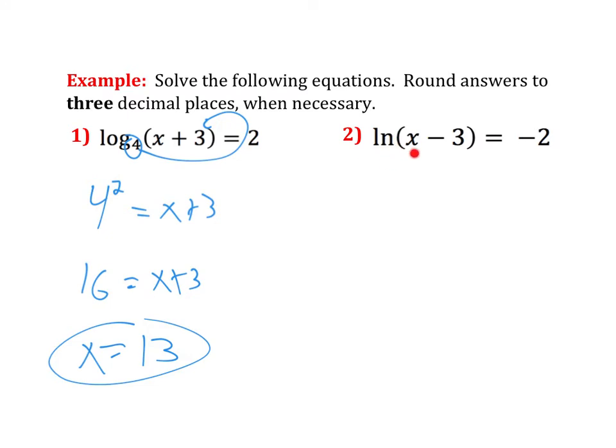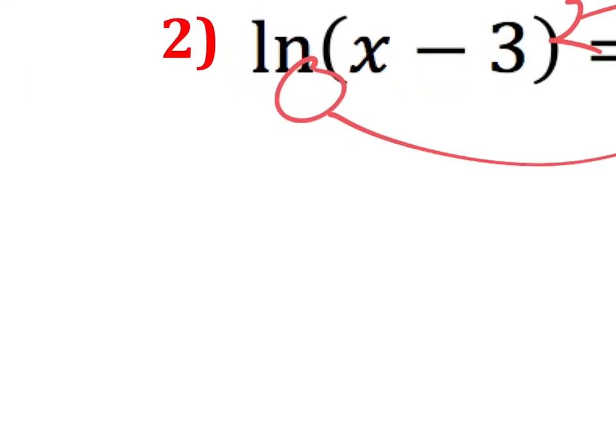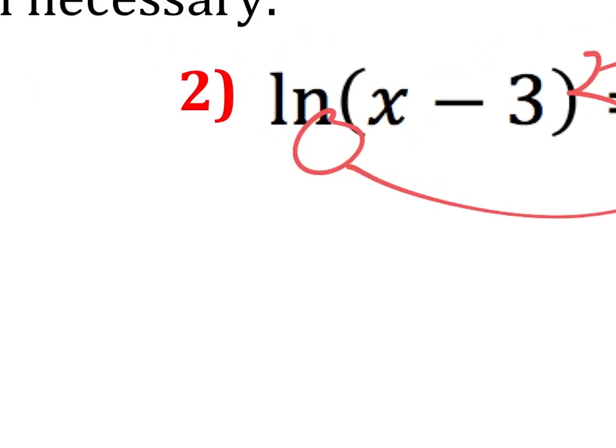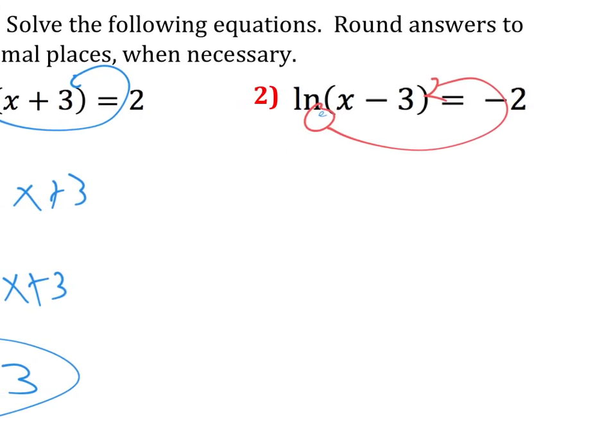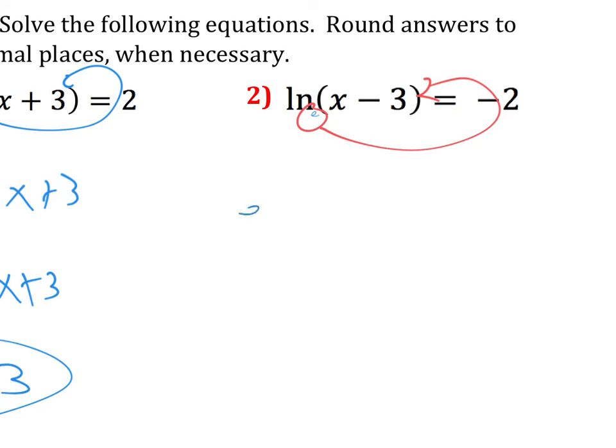Over here we have ln of x minus 3. The natural log of x minus 3 equals negative 2. Well, we're kind of stuck. Can't really do much. So ideally, I want to do the same process, where I go into exponential form, but the problem is I'm not seeing a base there. Fortunately, since this is a natural log, I know the base is e. So I can write this as e to the negative second power equals my argument of x minus 3.